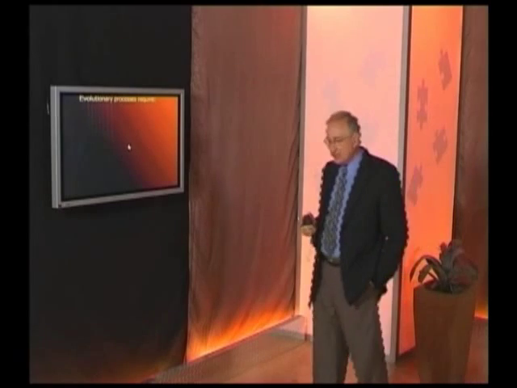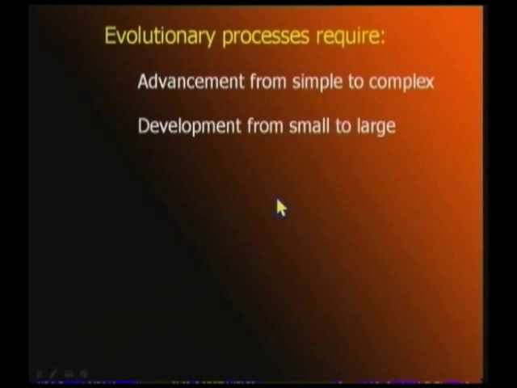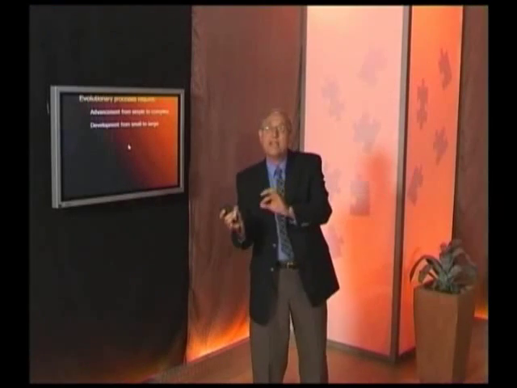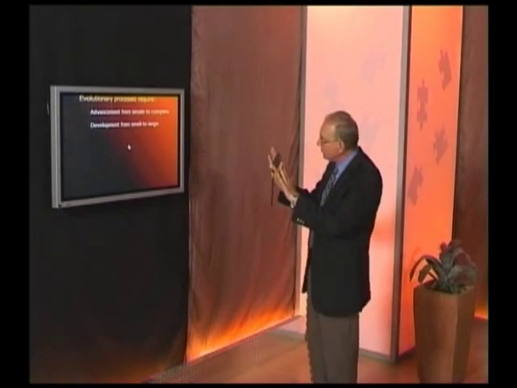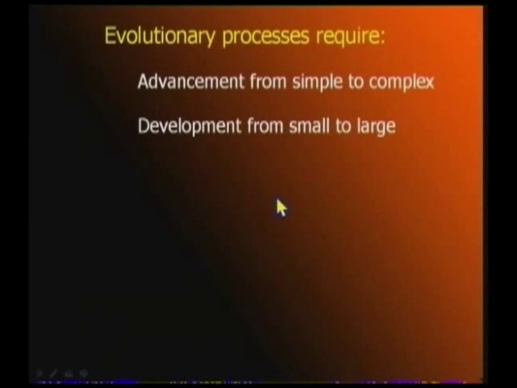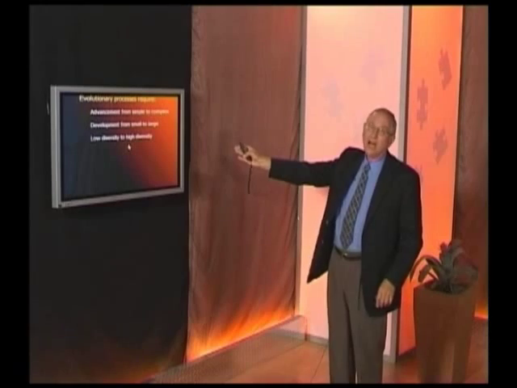Now, if we think about this logically, then evolutionary processes should require the following. Number one, you should see advancement from simple to complex. I mean, that's logical, right? You don't start with the complex and go to the simple. Secondly, you must have development from small to large. You cannot evolve from the elephant to the amoeba. You have to start with the amoeba and progress to the elephant. So you should see small to large, and many scientists have recognized this and published widely on it. Then you must have low diversity going towards high diversity.